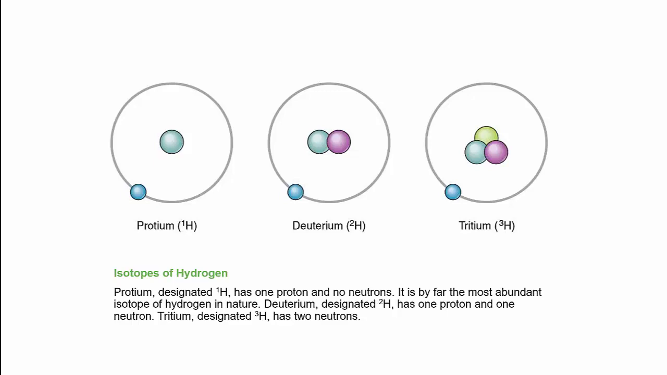Here we see the different isotopes of hydrogen. Protium, designated as 1H, has one proton and no neutrons. It's by far the most abundant isotope of hydrogen in nature. Deuterium, designated 2H, has one proton and one neutron. And tritium, designated 3H, is going to have two neutrons.